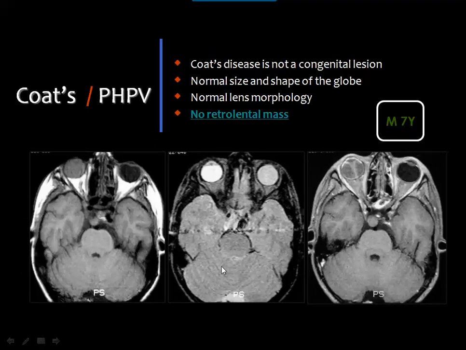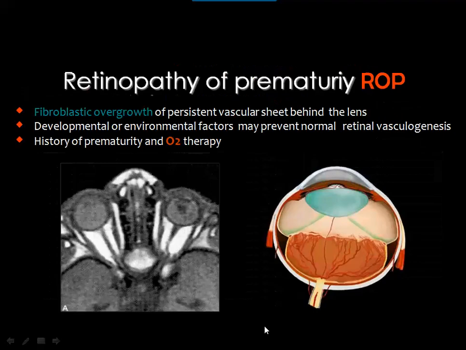And this is a case of Coats disease in a male, 70 years old. You see the globe is bright in the T1 and in the T2 and T1 post contrast. You see some shadows inside the globe that represent detached retina. And if you have the chance to see the lens, the lens is almost normal compared to the opposite one.